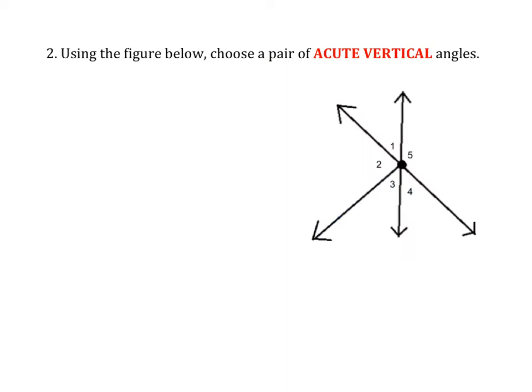Okay, so let's check out this next problem. It says, using the figure below, choose a pair of acute vertical angles. So there's two words that we need to look at here. The first one is acute. Acute means less than 90 degrees. And let me rewrite that. It looks a little sloppy.